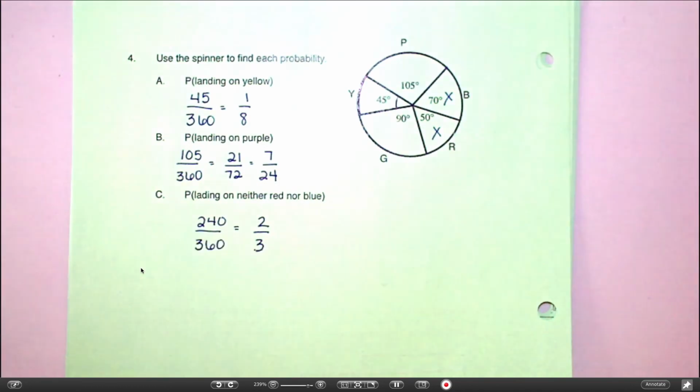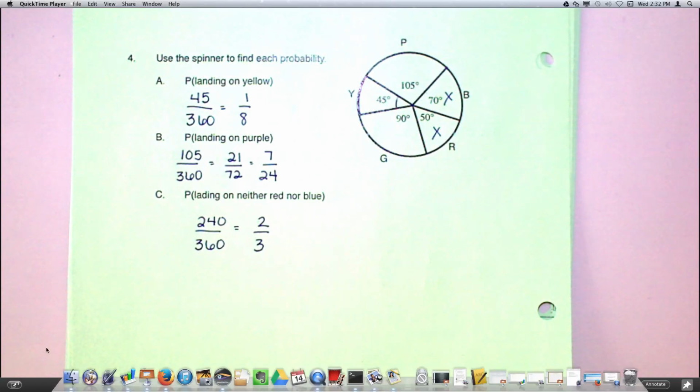Okay, if you divide that. Think you can handle a few of these today? That's pretty awesome. That's what I like to hear.